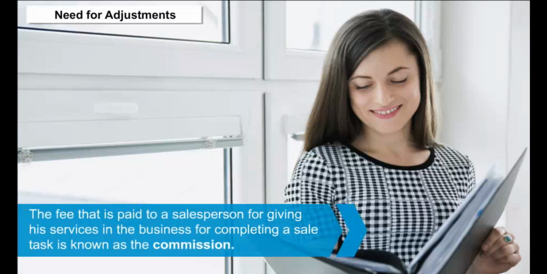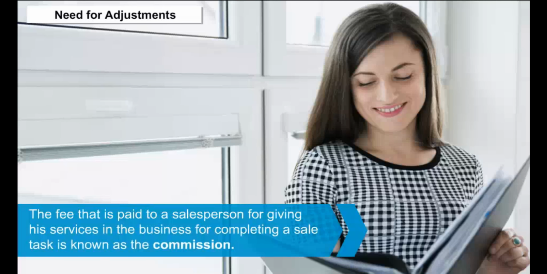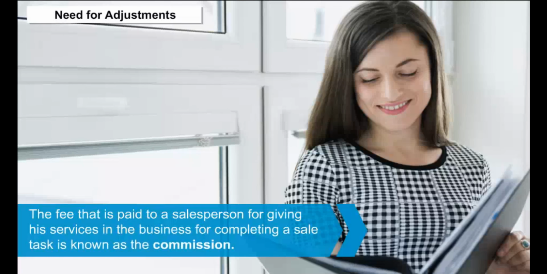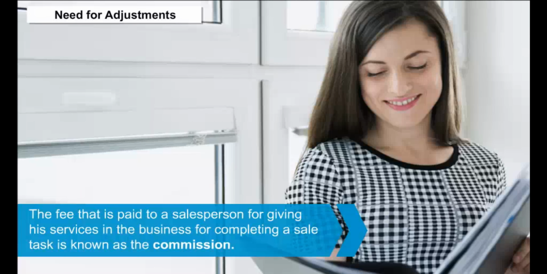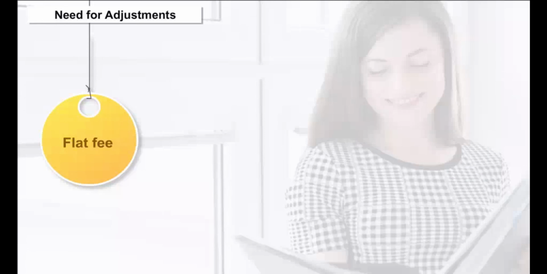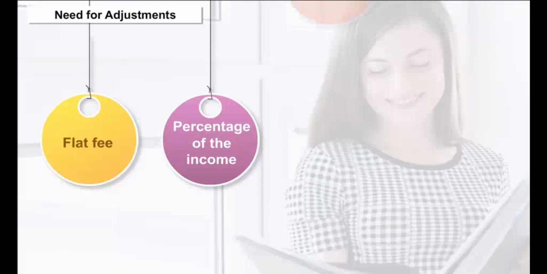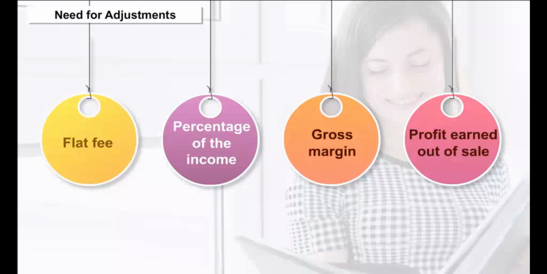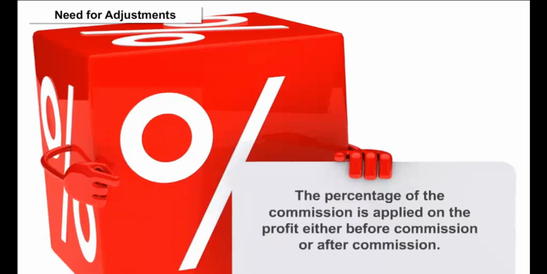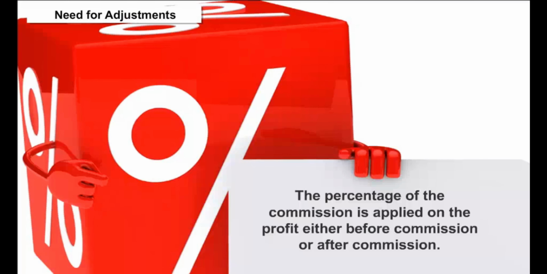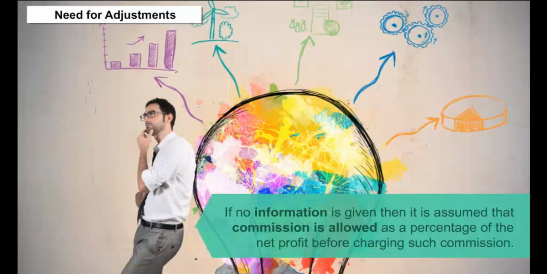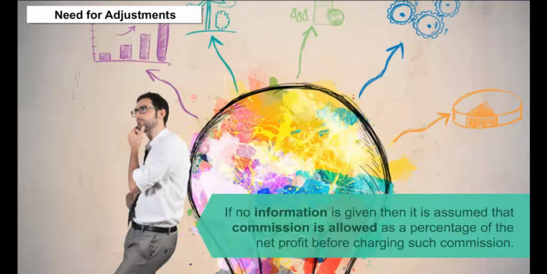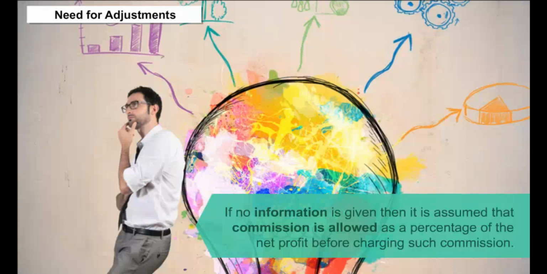Manager's commission. The fee that is paid to a salesperson for giving his services in the business for completing a sale task is known as the commission. The commission can be given as a flat fee or as a percentage of the income, gross margin, or profit earned out of sale. The percentage of the commission is applied on the profit either before commission or after commission. If no information is given, then it is assumed that commission is allowed as a percentage of the net profit before charging such commission.